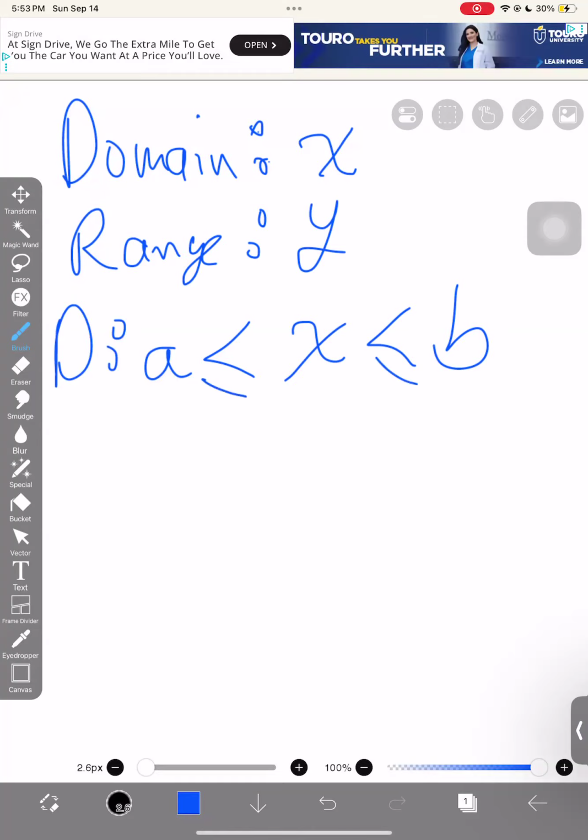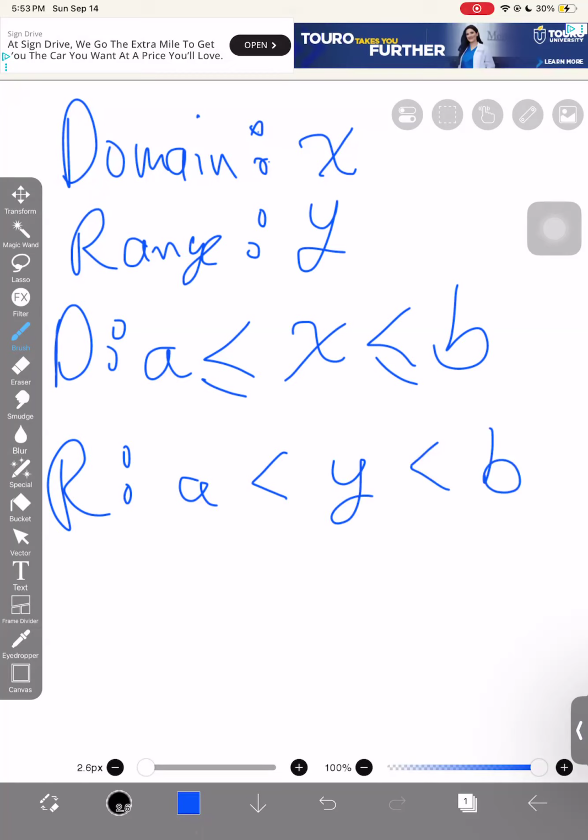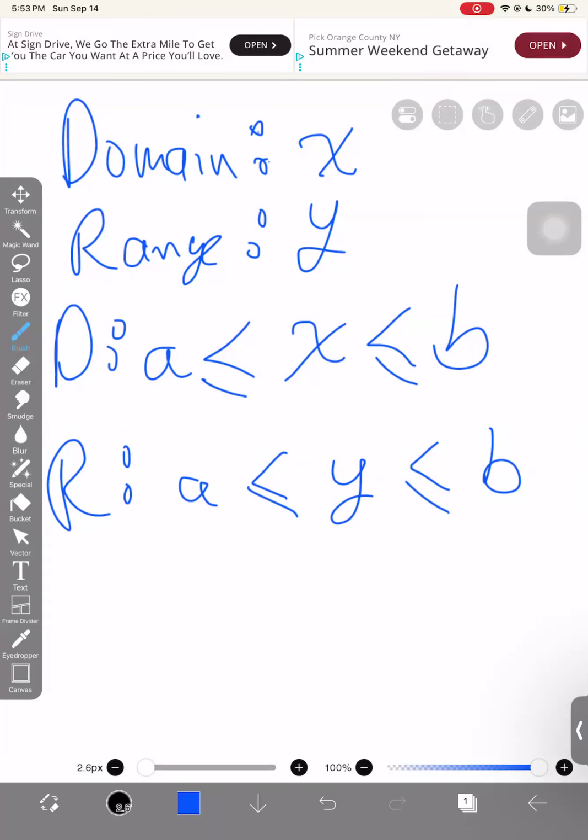It depends on the situation. Whereas range is a between y or between b. So be very careful. Range and domain depend on our x values and our y values. And then, of course, it depends if it's included or not included. But be careful with range and domain. You don't want to switch these around.